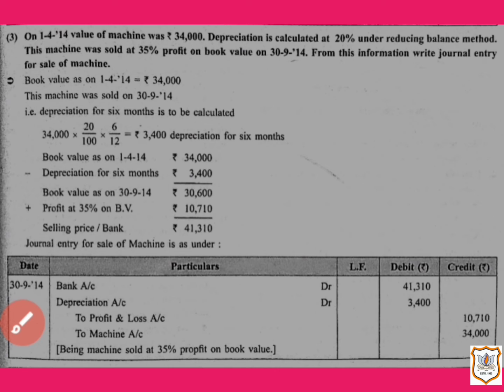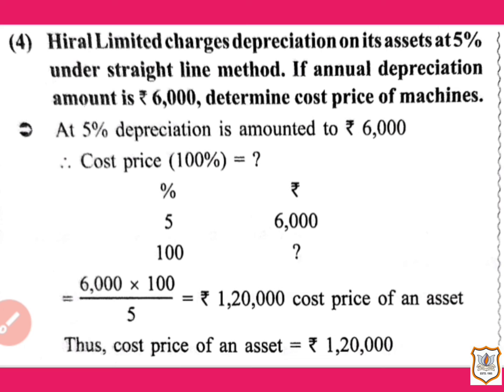Now let's move to question number 4. Here it is. Hero Limited charges depreciation on its assets at 5% under straight line method. If annual depreciation amount is rupees 6,000, determine cost price of machine. So this is very simple. Here we are given depreciation rate, that is 5%, and the amount of annual depreciation is also given, that is rupees 6,000. So here we have to find out cost price.